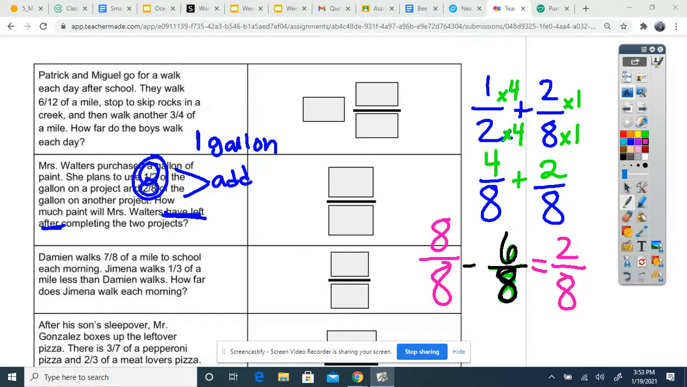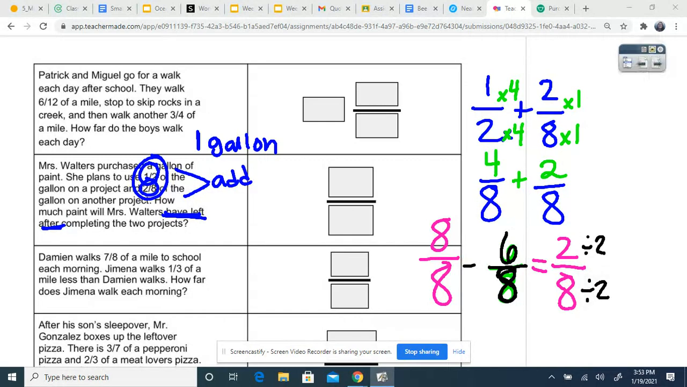So 2 eighths is my answer, but this can be simplified. What can they both be divided by? 2. 2 divided by 2 is 1. 8 divided by 2 is 4. So she will have 1/4 gallon of paint left.